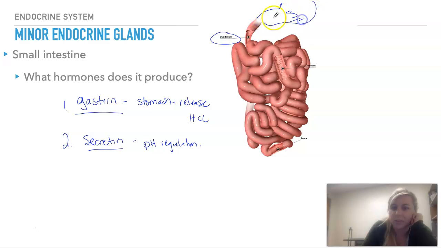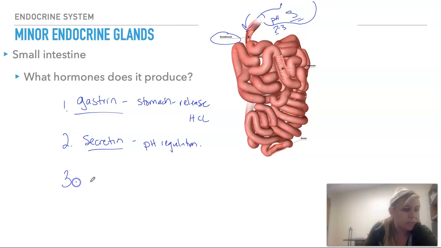And the stomach has to stay at a really low pH, right? So something in the range of 2 to 3. When that stuff moves into the duodenum, into the small intestine, all the enzymes that are there are going to work at a much more basic pH. So secretin works to balance the pH of the small intestine.